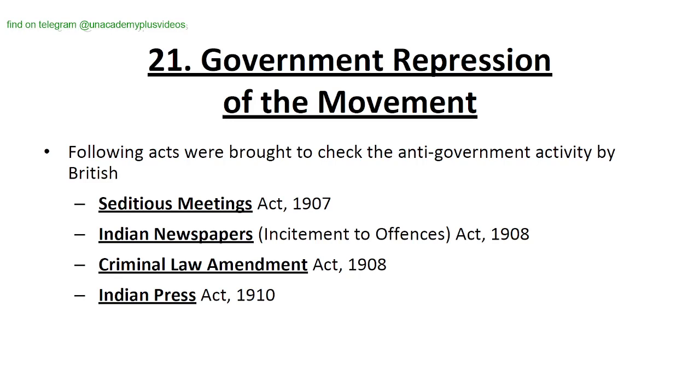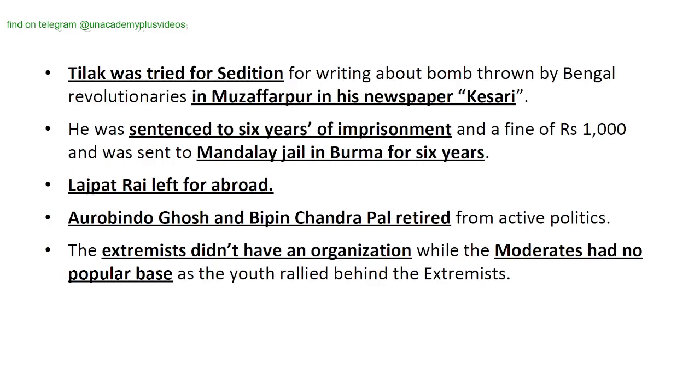Government repression of the movement. The following acts were brought to check the anti-government activity by the British: Seditious Meetings Act 1907, Indian Newspapers Incitement to Offences Act 1908, Criminal Law Amendment Act 1908 and Indian Press Act 1910.